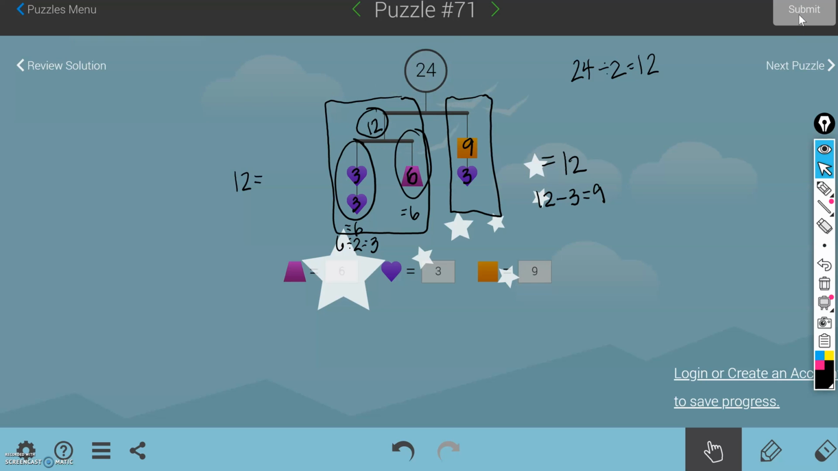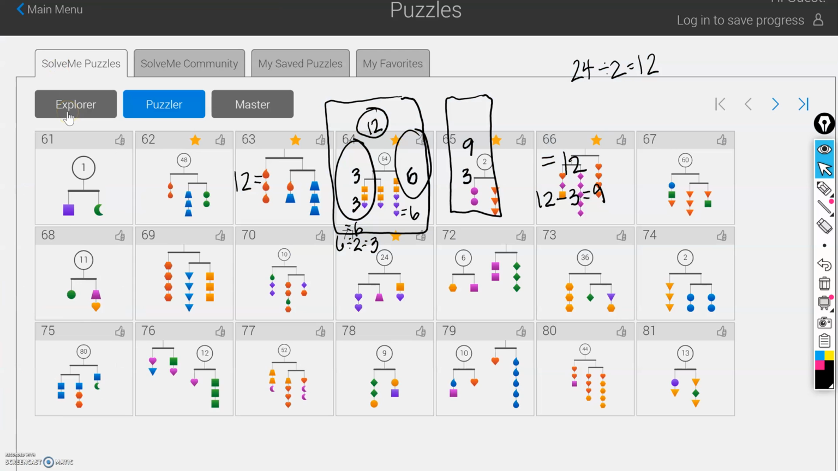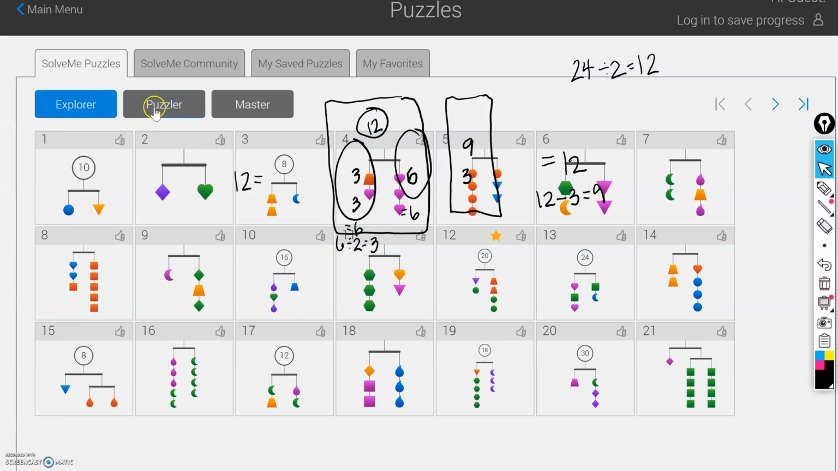So have fun playing and practicing with all these mobiles. Do as many as you want, and remember to start with the easy ones, which are under the Explore, and the harder ones are under the Puzzler.